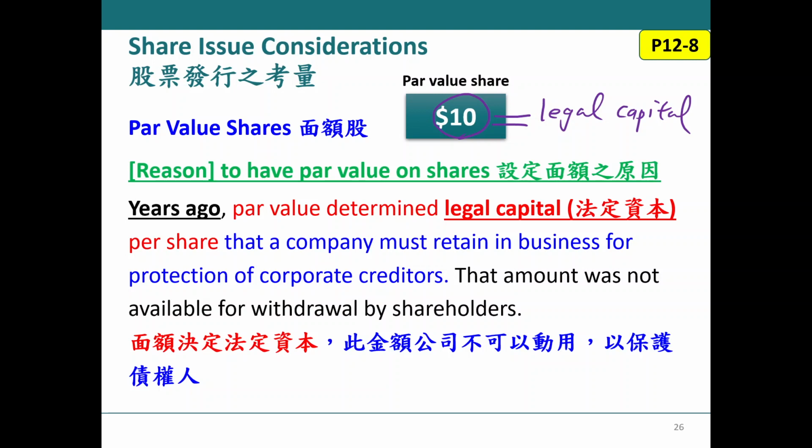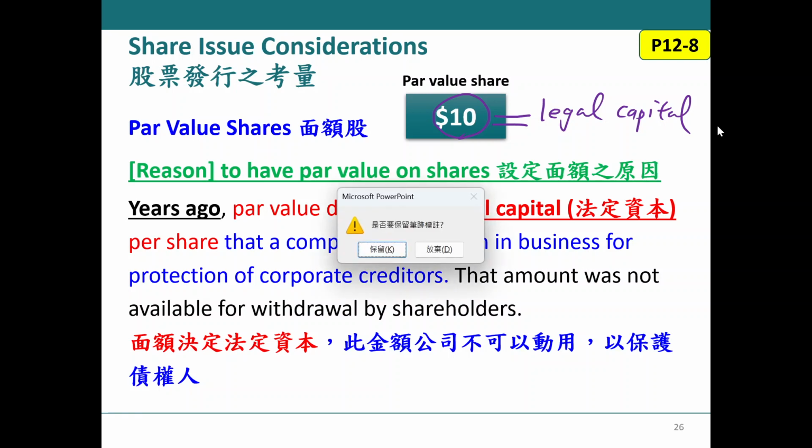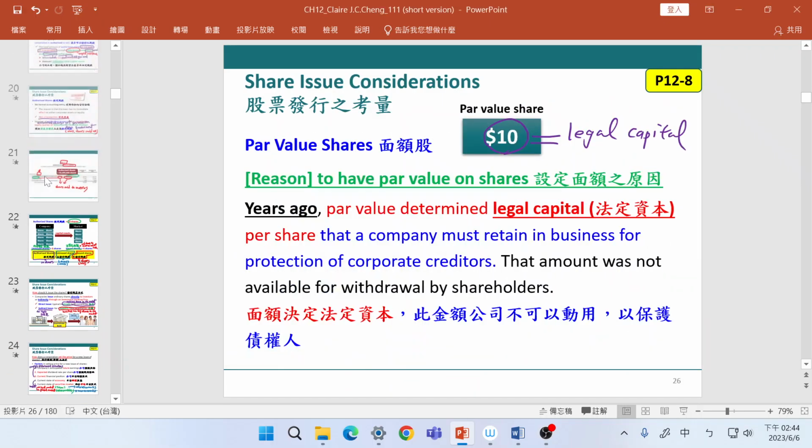So could you use the $10 to pay dividends? No, you cannot. Could you use the $10 to buy PP? No, you cannot. So that $10 you always have to keep in the company. For what? To protect creditors. In case someday your company goes bankrupt, when your company closes, you don't have the money. So when you don't have the money, how could you pay the money back to creditors? Okay? Remember this? We talked about the second priority for preference shareholders.